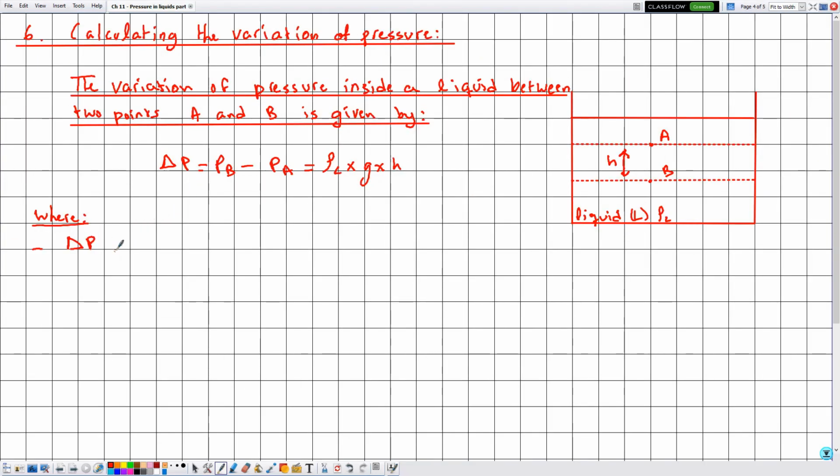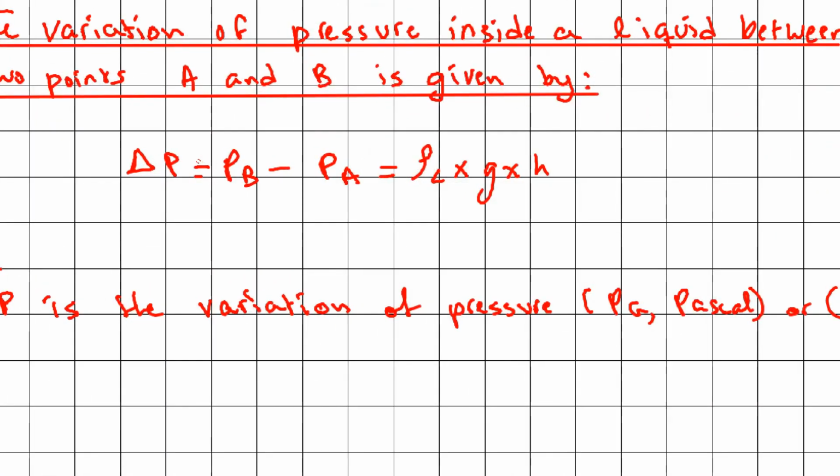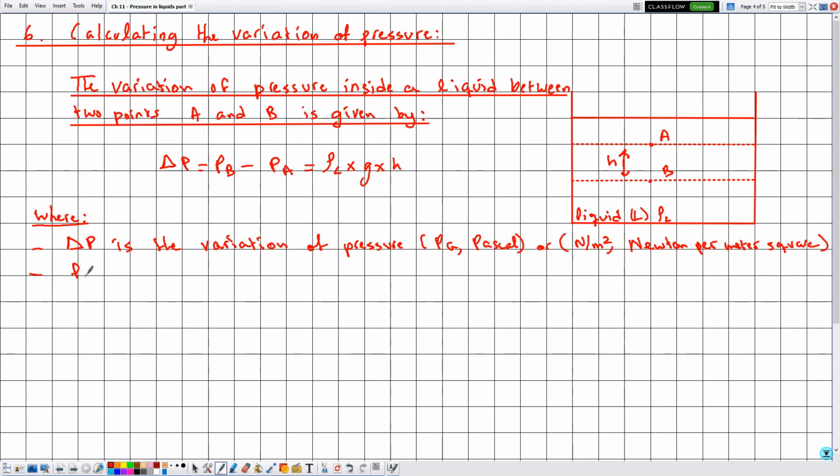So what does delta P represent? Delta P is the variation of pressure, and it's expressed in Pascal, or as we know, Newton per meter square. Now, what does PB represent? Let's start with PA. PA is the pressure at the point A, and it's also expressed in Pascal, which is given by Newton per meter square.